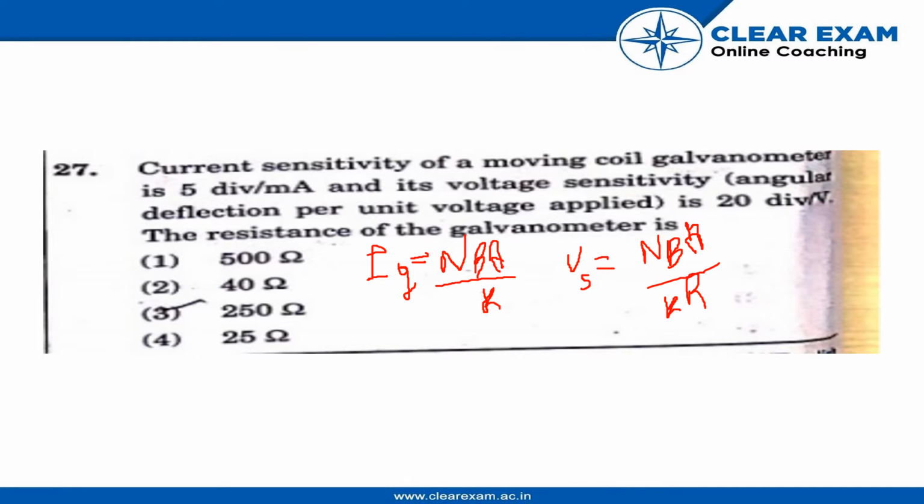The question is: the current sensitivity of a moving coil galvanometer is 5 divisions per milliampere and its voltage sensitivity is 20 divisions per volt, and the voltage sensitivity is angular deflection per unit voltage applied. Now we need to find the resistance of the galvanometer.